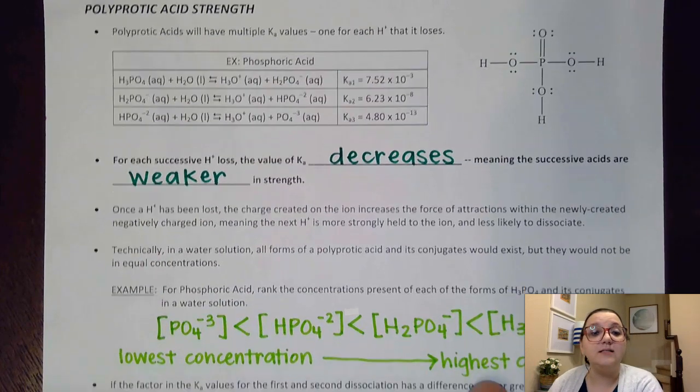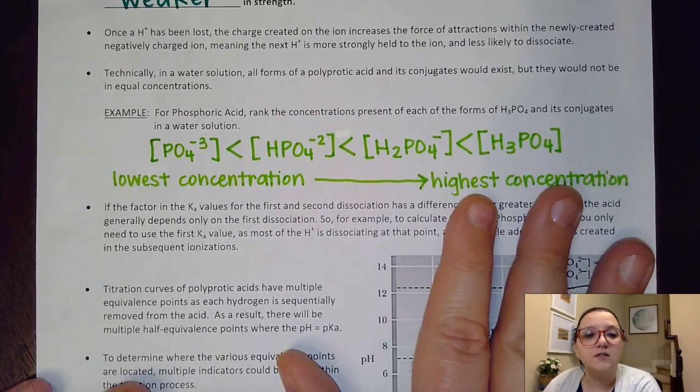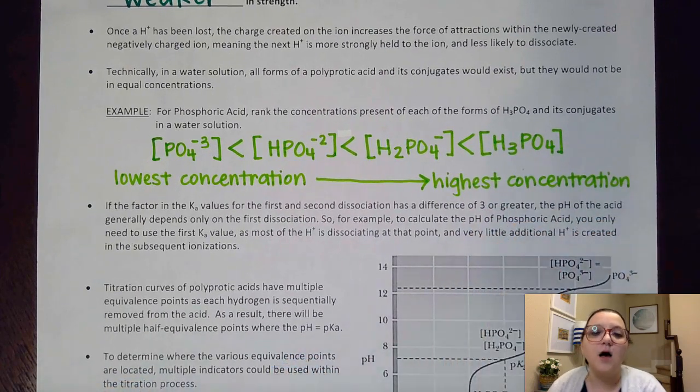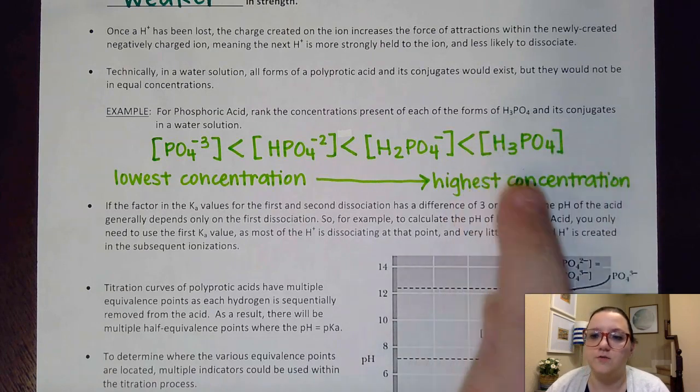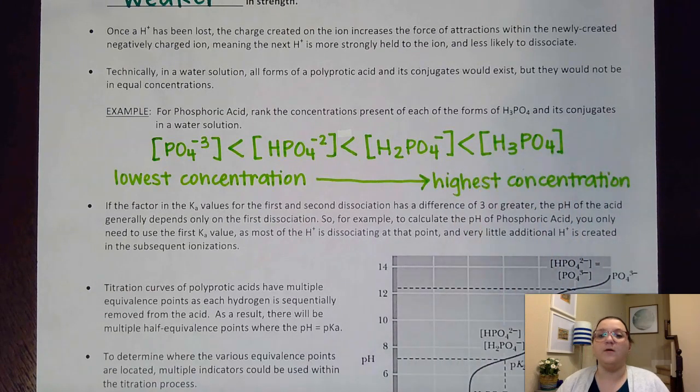In this example, it says for phosphoric acid, rank the concentrations present of each of the forms of H3PO4 and its conjugates in the water solution. I put the highest concentration over here, H3PO4. First off, it's a weak acid, and very little of it is going to make product anyway. So the bulk of your solution is going to be that H3PO4.